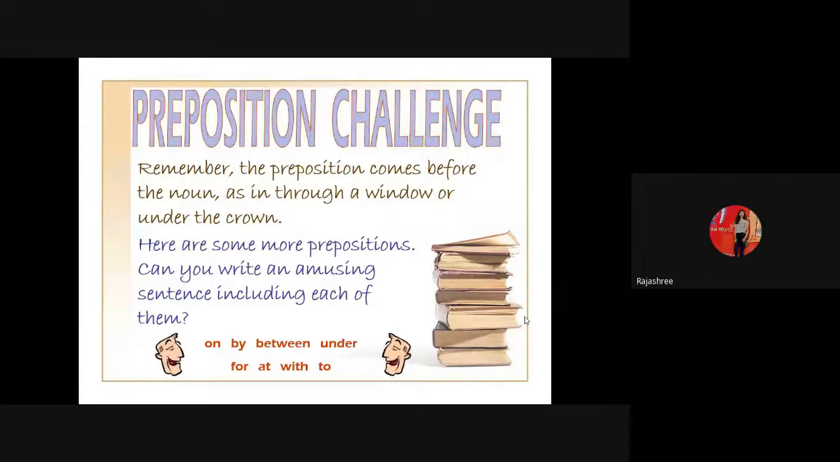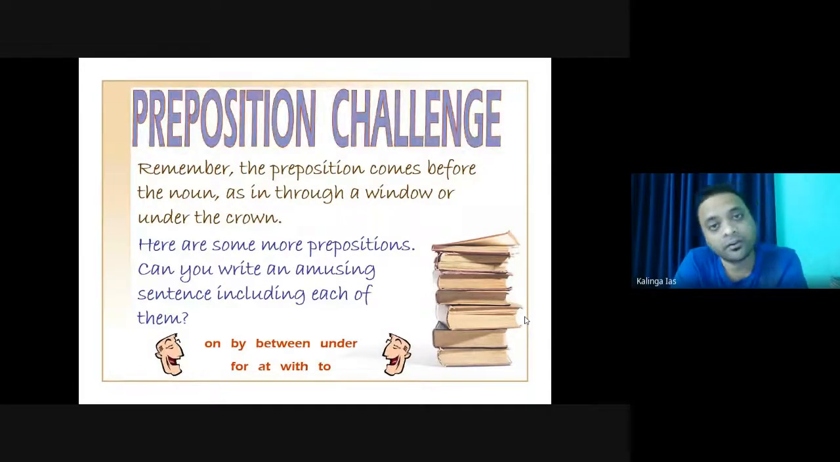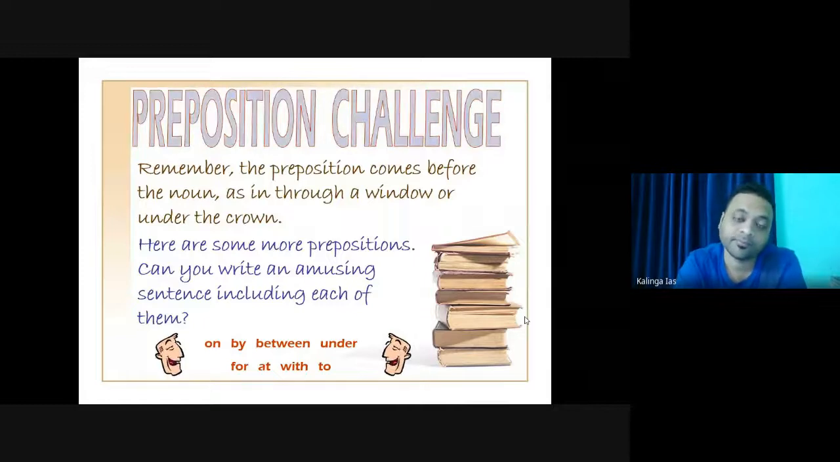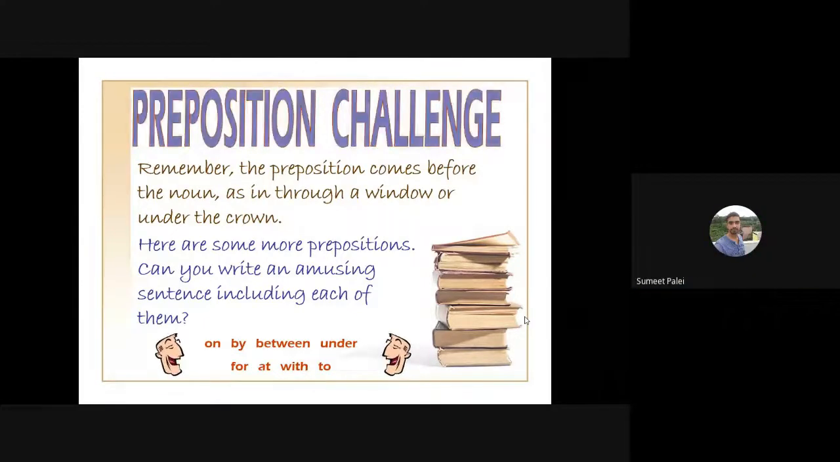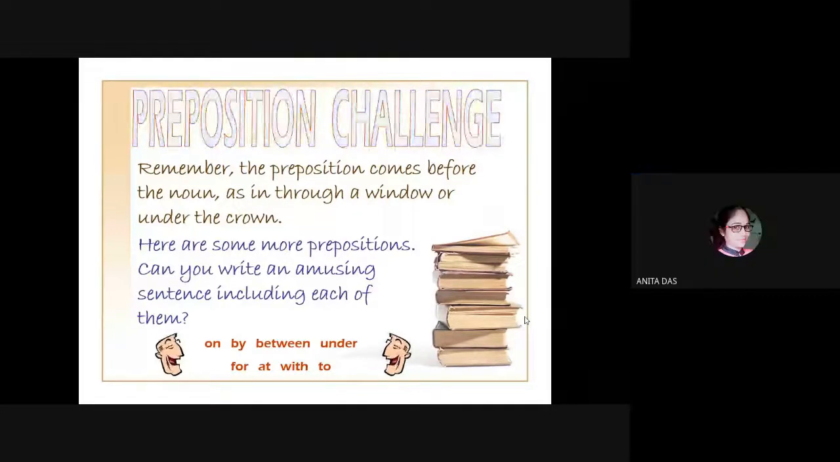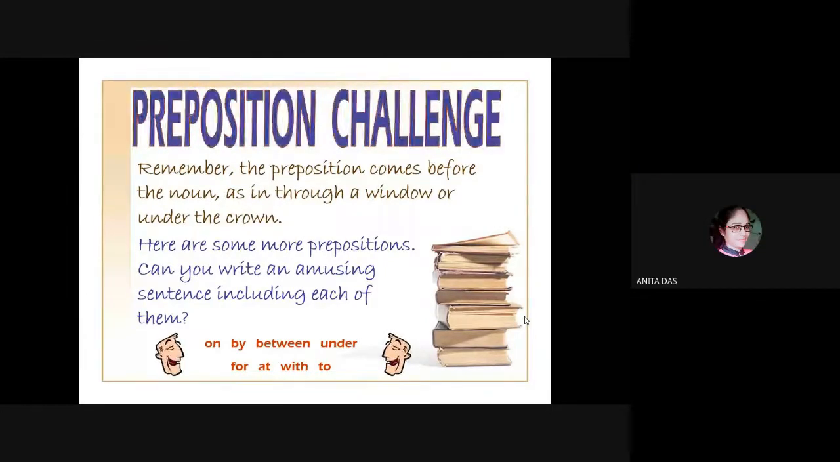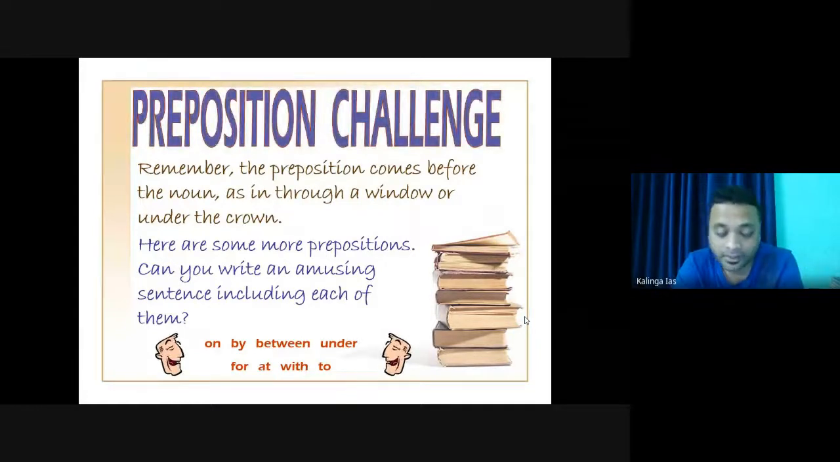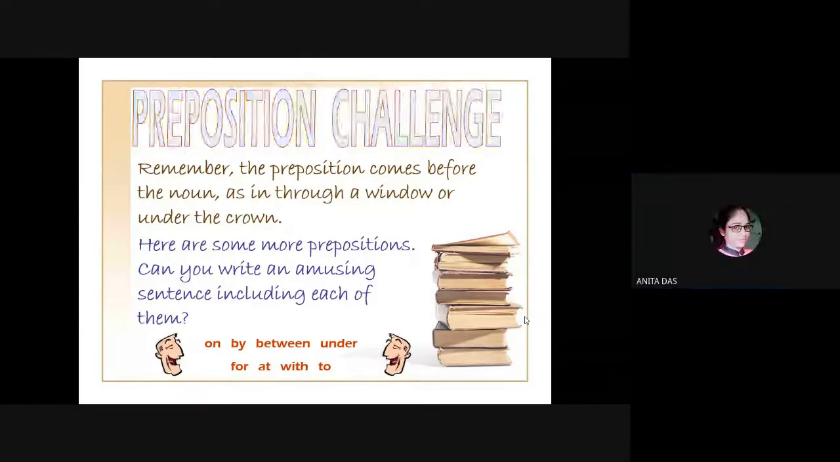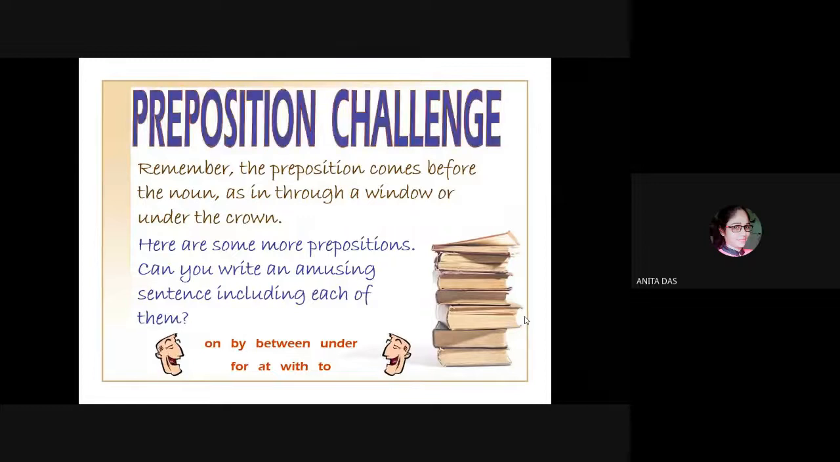The birds are sitting on the branches. Okay, on, both are easy. Let's go ahead. I'll go to Martin Private School. My home is between school and bank. Okay, done. Next.